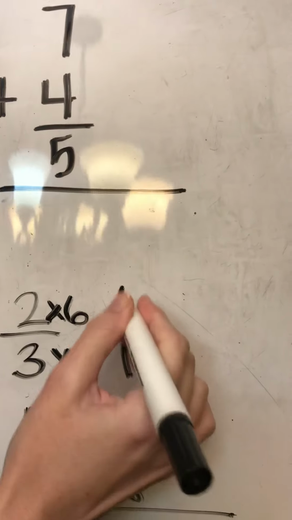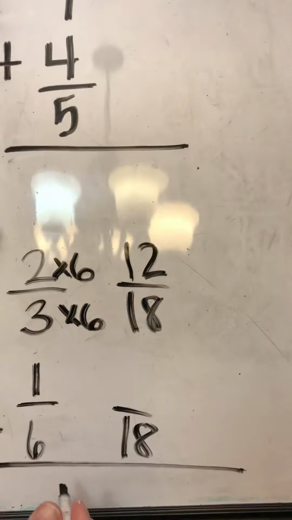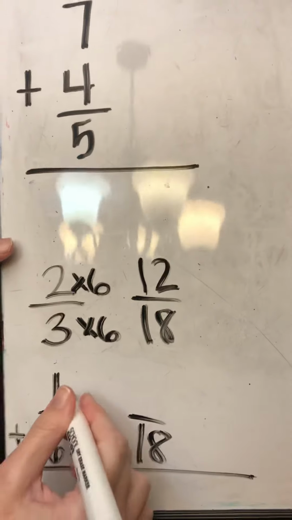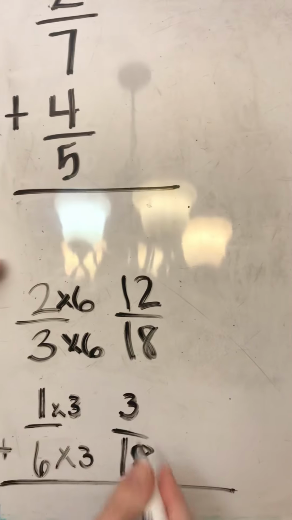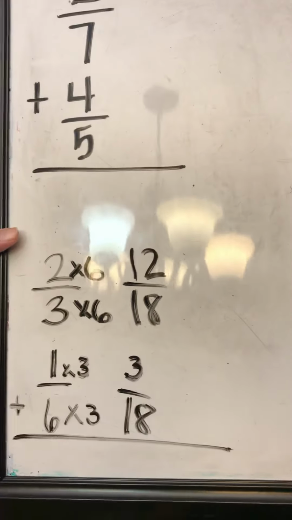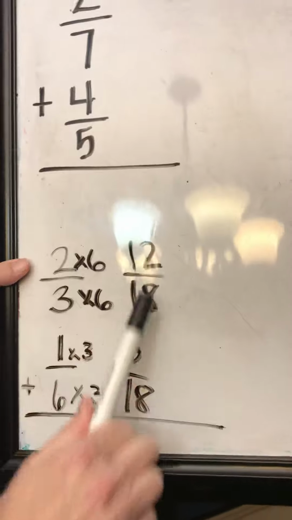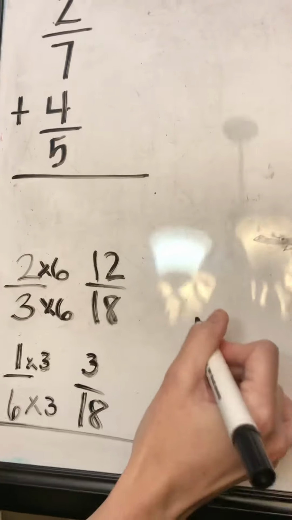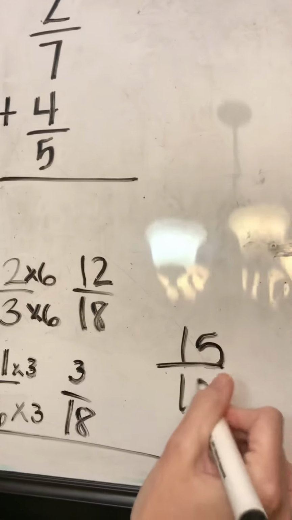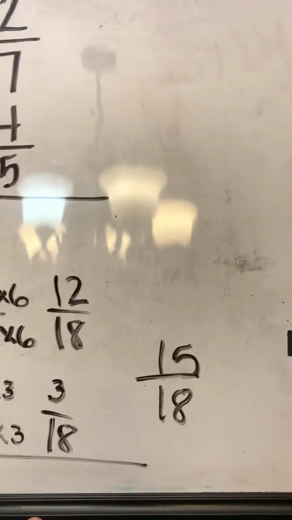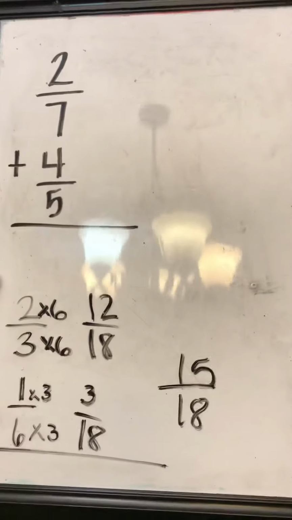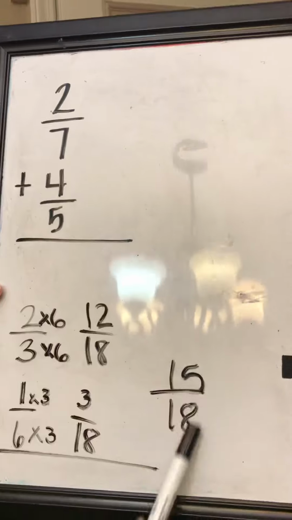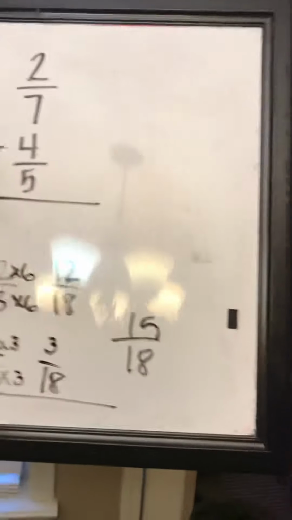So 2 times 6 is 12. And then here, 6 times 3 gives me 18. So I have to multiply the numerator by 3. So now I've got my equivalent fractions, and I'm able to add the numerators. So 12 plus 3 gives me 15, and my denominator stays the same. So 15/18. Now I could have used another common denominator, and I would have ended up with smaller numbers here.